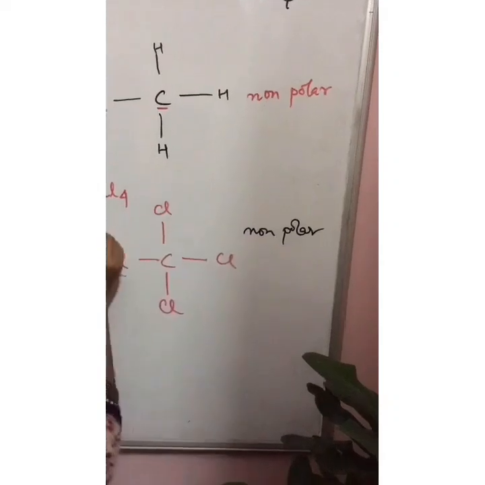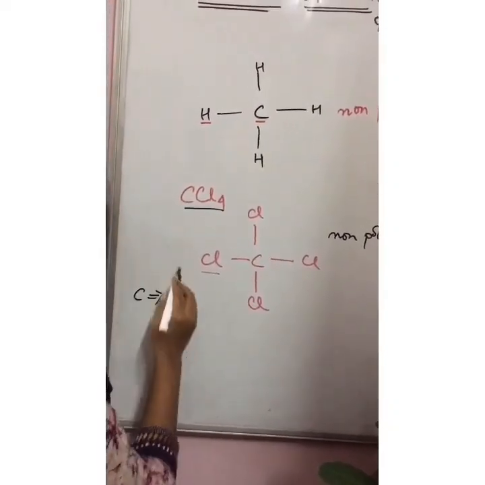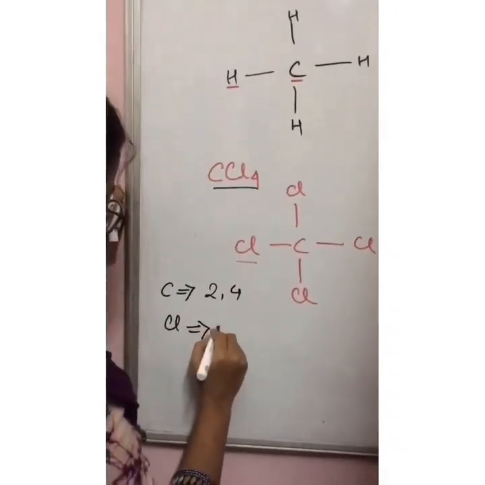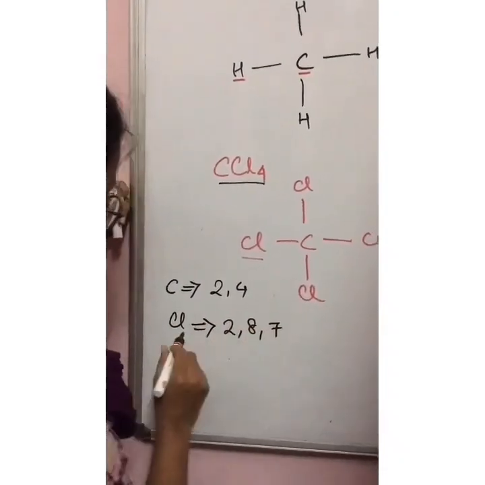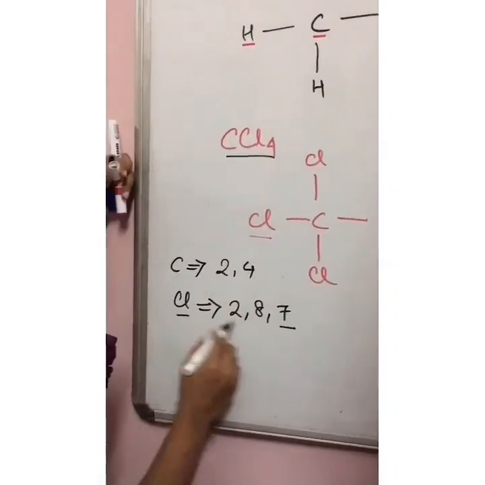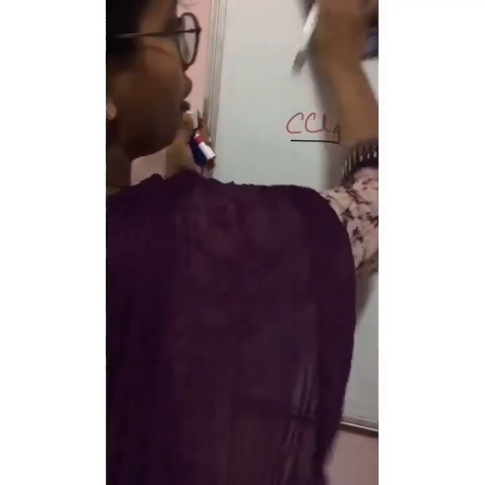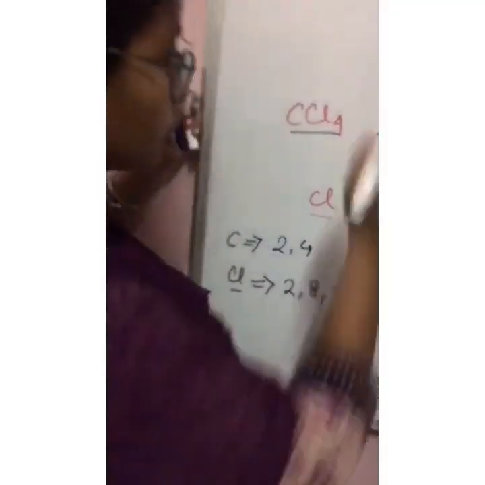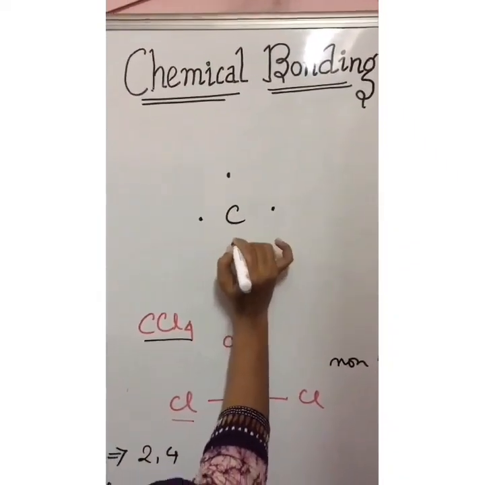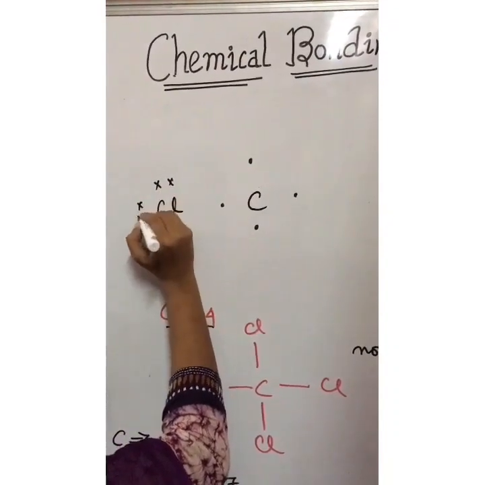Now for this CCl4, let's see the electronic configuration. Carbon is 2, 4, chlorine is 2, 8, 7. So the last shell of chlorine has 7 electrons. Chlorine requires only 1 electron and carbon requires 4 electrons. So what is the structure like? Carbon in the center with 4 electrons on all sides and chlorine with 7 electrons.